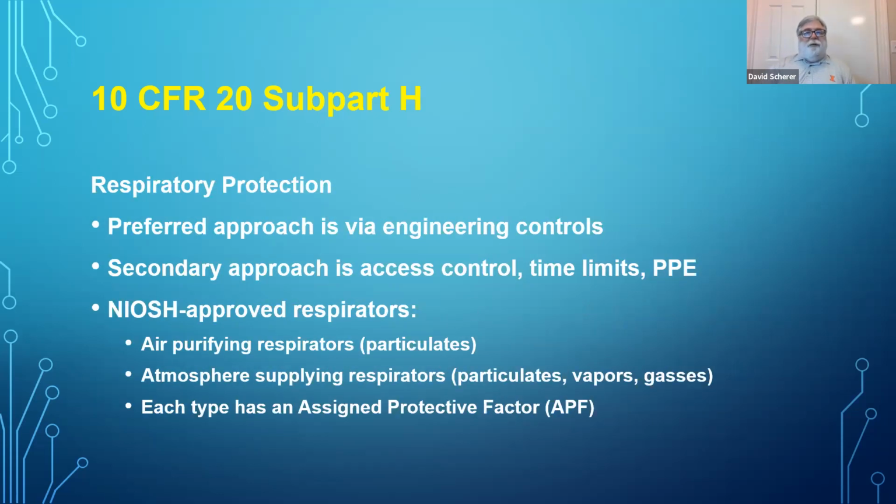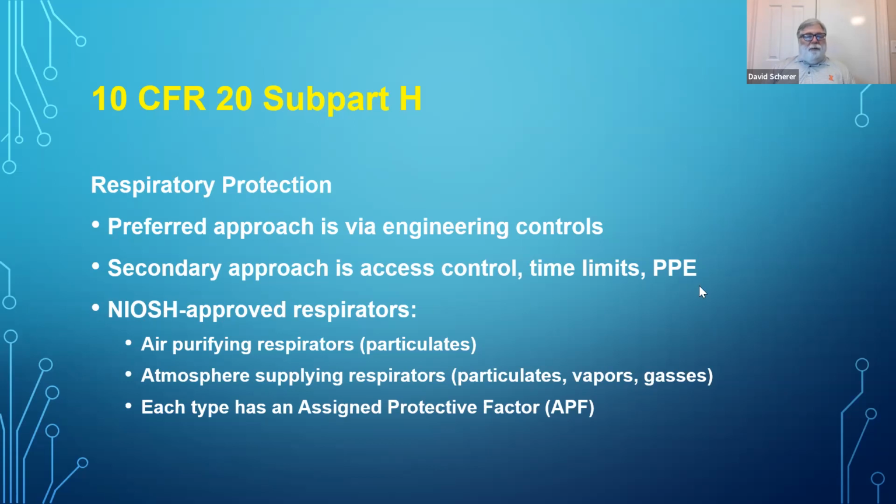Subpart H is respiratory protection. According to this rule, the preferred method for managing respiratory protection is by engineering controls. So ventilation is better than wearing PPE, respirators, that sort of thing. Engineering controls are more reliable and more effective. They don't depend on people. The secondary approach is by access control, time limits, and wearing respirators.